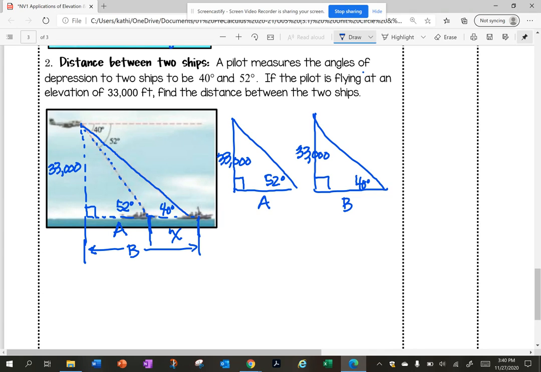So I'm going to set this up as the tangent of 52 degrees. Actually, I'm going to solve for the other one first, just by the way I want to do this.